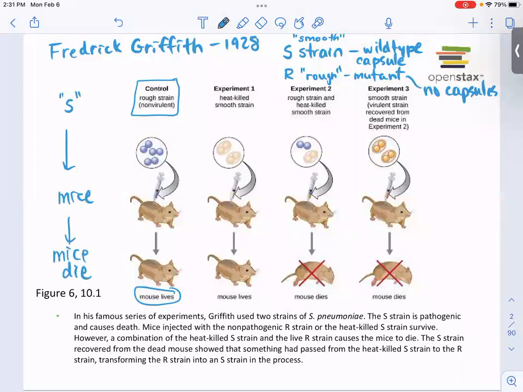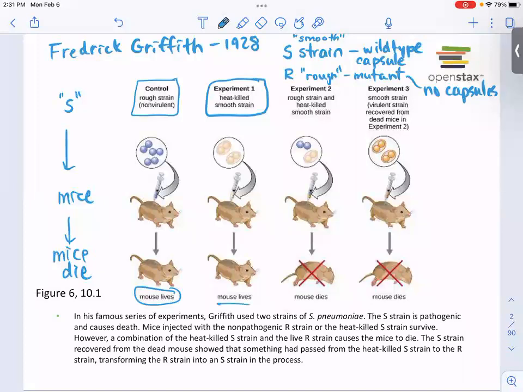Then he did kind of a strange thing, and I don't know what made him think of doing this, but he heat killed that smooth strain. He took those virulent, disease-causing smooth strain bacteria, killed them with heat, and then injected those dead cells into the mice.